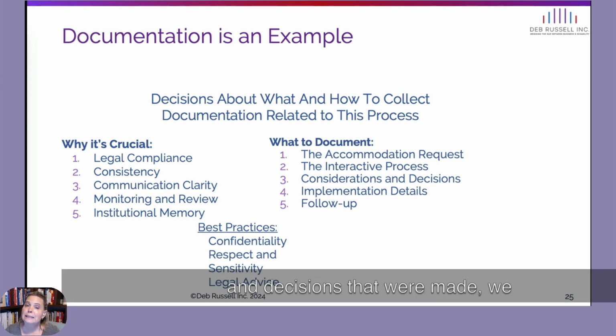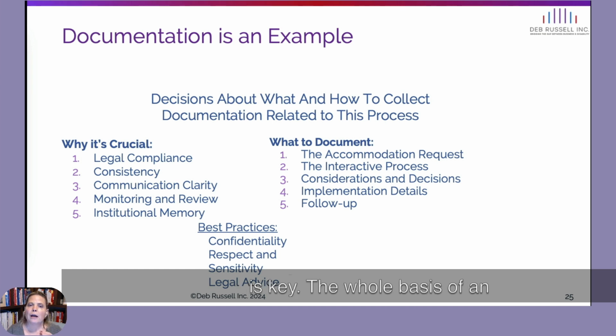The considerations and decisions that were made. We thought about this, we considered this, and here's the decisions we made and why we got there. We considered this and didn't decide to go forward this way because of this. We did decide to go forward with this because of this. The implementation details. So we decided this is the accommodation, and this is how it's going to be created and how it's going to be monitored and maintained. All of that, the follow-up. Those are things that need to be documented in each case. And then let's talk about the best practices of documentation of accommodations.